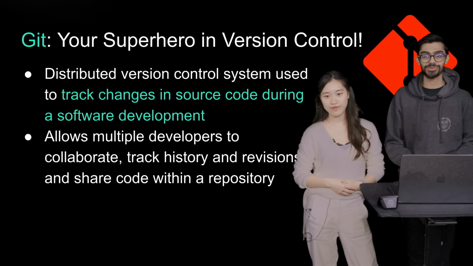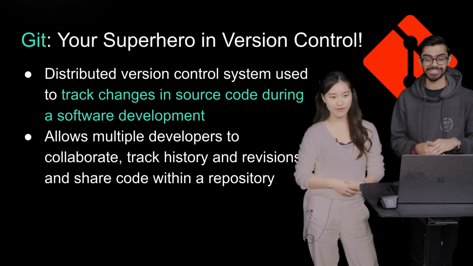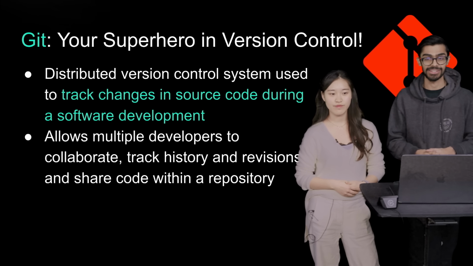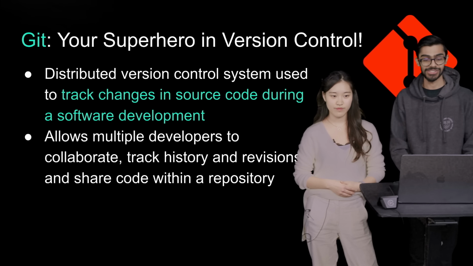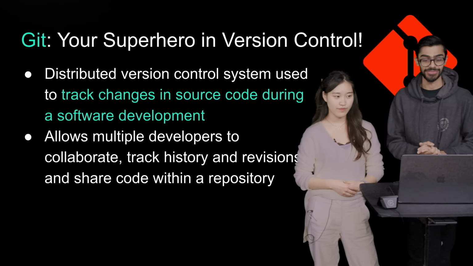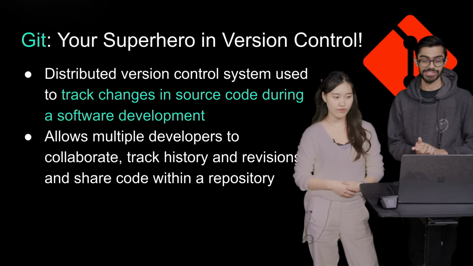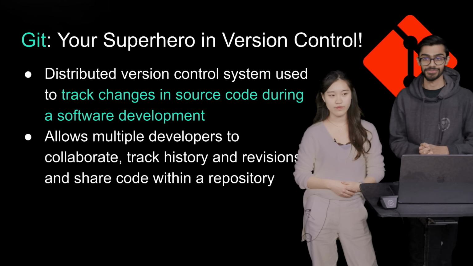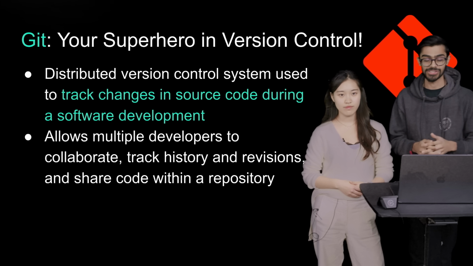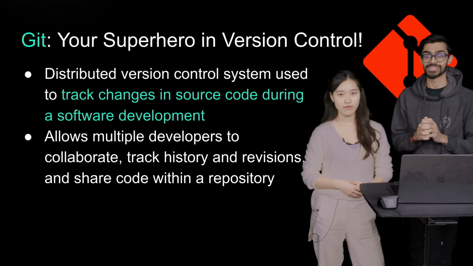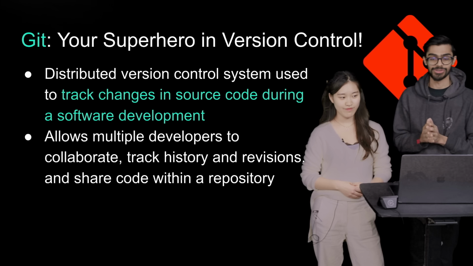Cool. So essentially what we're going to talk about today is Git and GitHub. And the first thing we're going to do is give us some context around what Git is, how it's used, and then we'll get into more specifics. So Git is essentially your superhero in version control. It is a distributed version control system used to track changes in source code during software development. And this essentially means it's a platform that allows people to collaborate on code, distribute different versions of that code, and you can do a bunch of stuff with that.